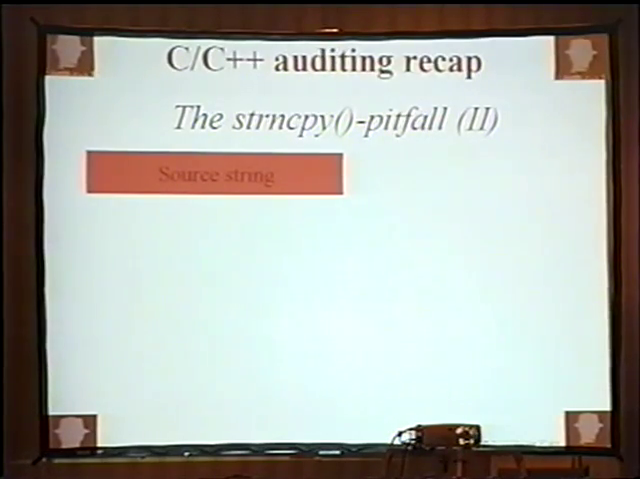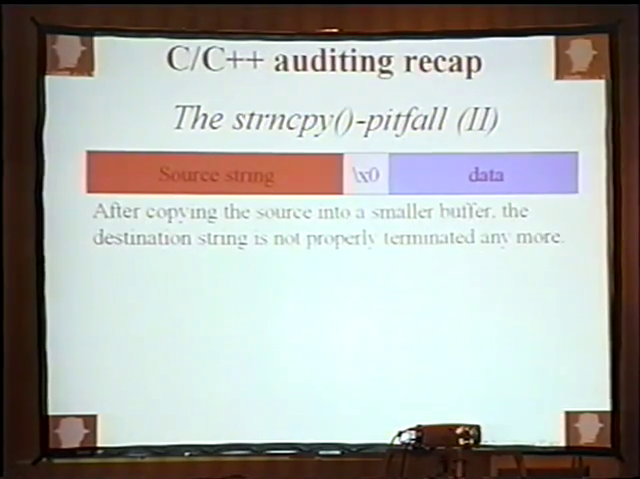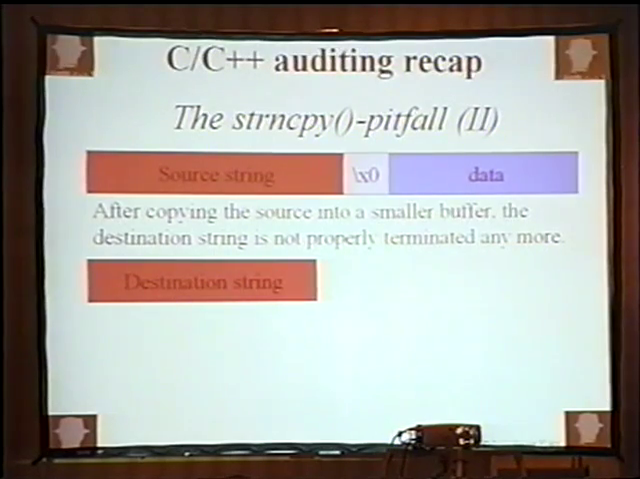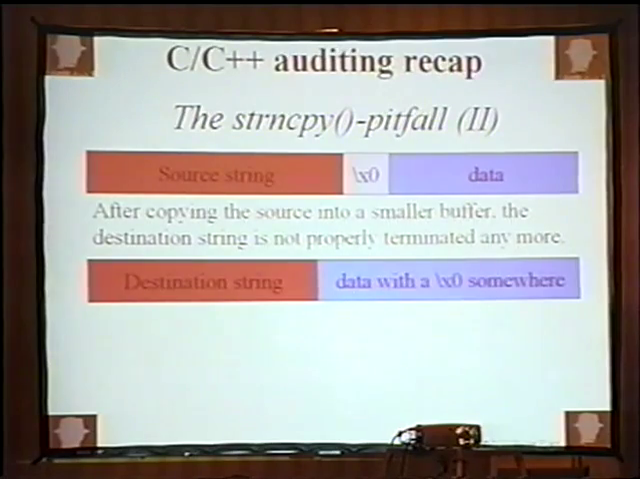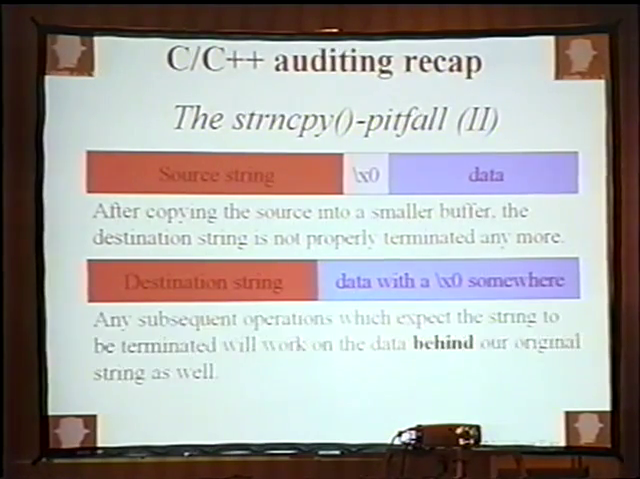Just to make things a bit more visual, you have the source string with a terminating null byte, and then arbitrary data behind it. And then you copy this stuff into a smaller buffer without properly null terminating. So you have the destination string and arbitrary data behind it. And every string operation which operates on the destination string now will operate on the data behind the original string as well. This has very cool effects from time to time.